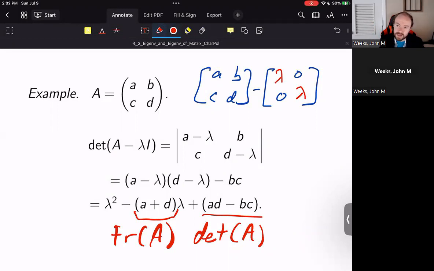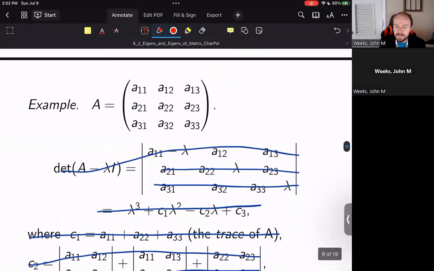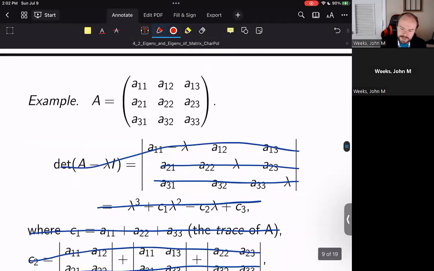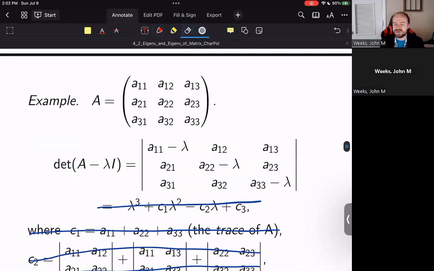So the characteristic equation in 2 by 2 matrices is lambda squared minus the trace of A times lambda plus the determinant of A. Well, we can solve quadratic equations, so we could use the quadratic formula to figure out what values of lambda we get. But what happens if we're not working with a 2 by 2 matrix? What if we're looking at a 3 by 3 matrix instead?